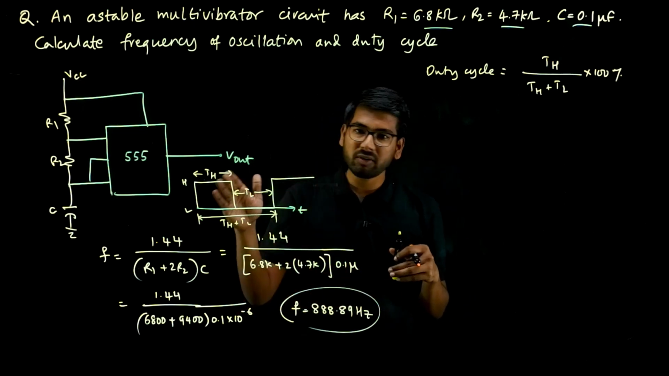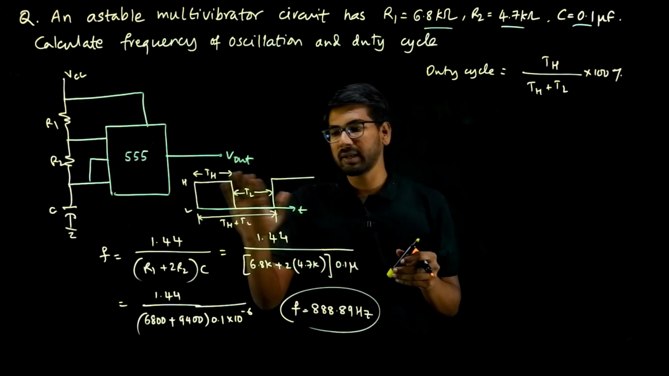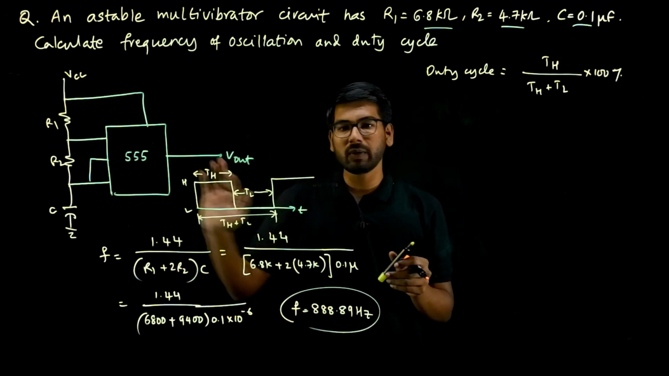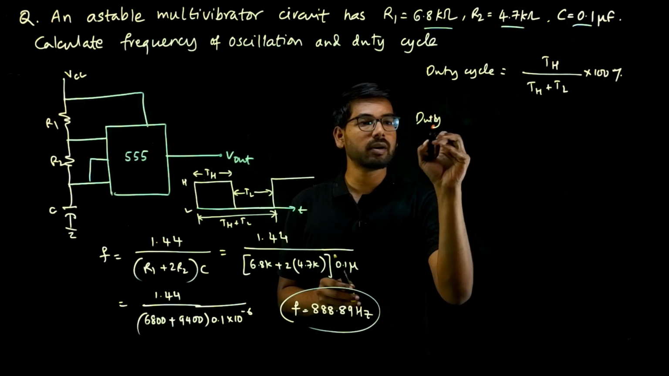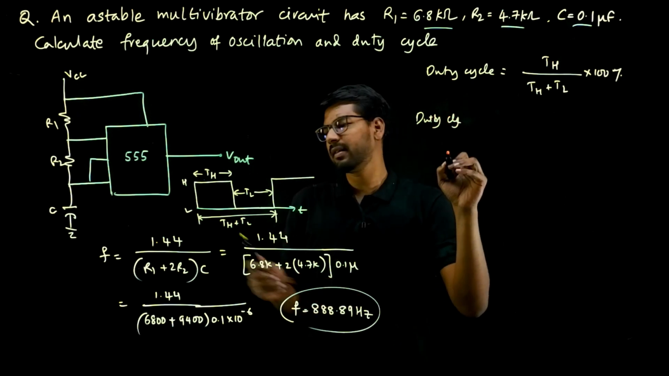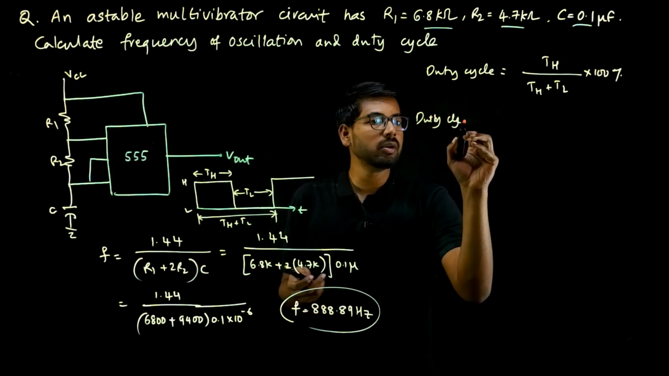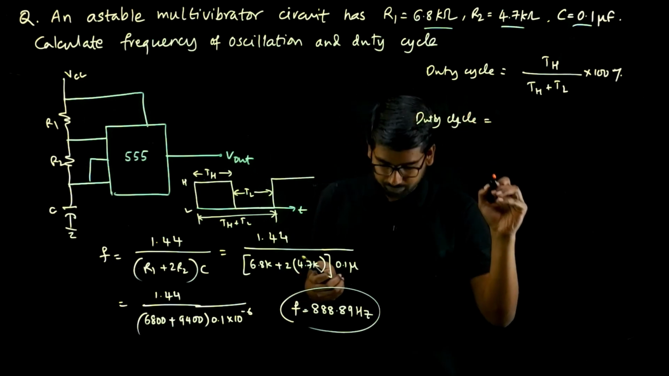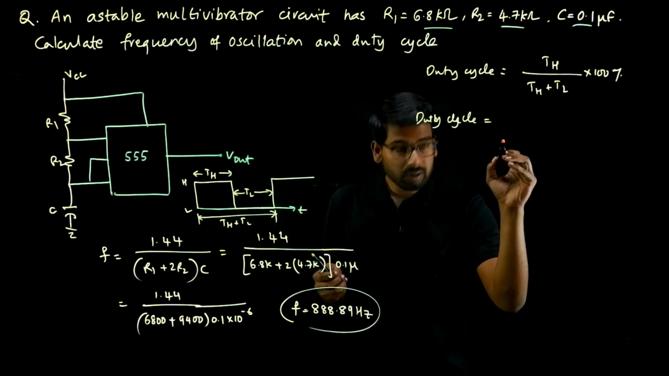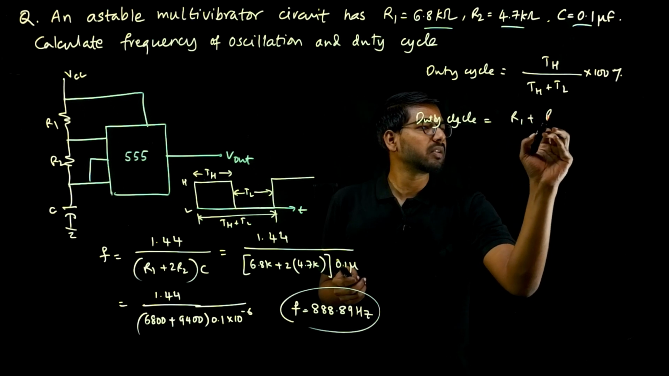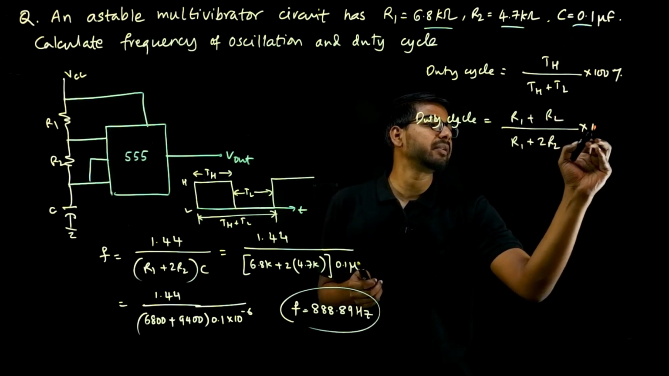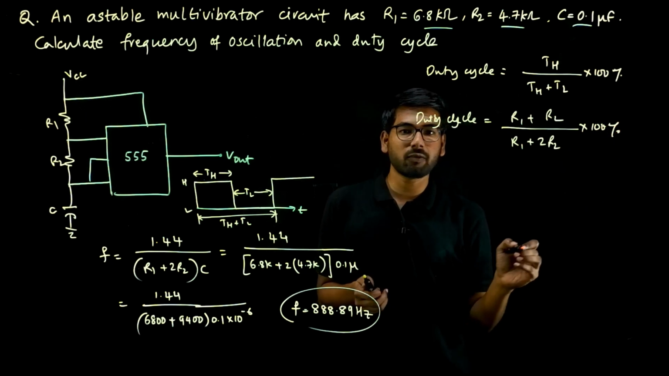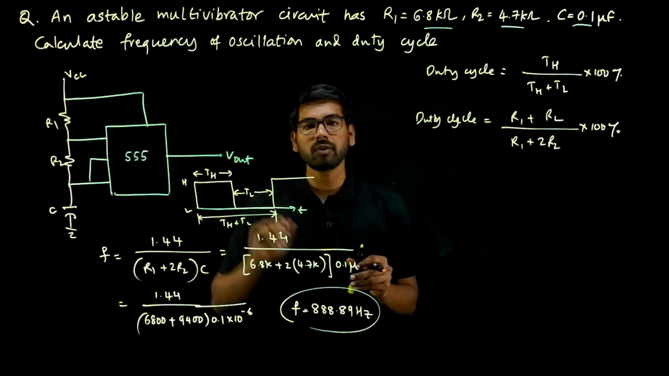But I don't know what time high and time low are, but I know time high and time low depend on R1, R2 and C. So there is another formula for duty cycle in terms of R1, R2 and C. It doesn't actually depend on C, it depends on R1, R2. So duty cycle is (R1 plus R2) by (R1 plus 2R2) into 100%. This is the formula of duty cycle in terms of R1 and R2.